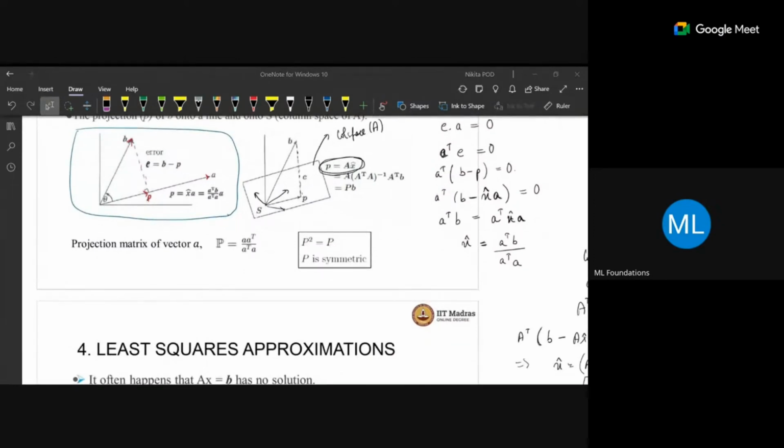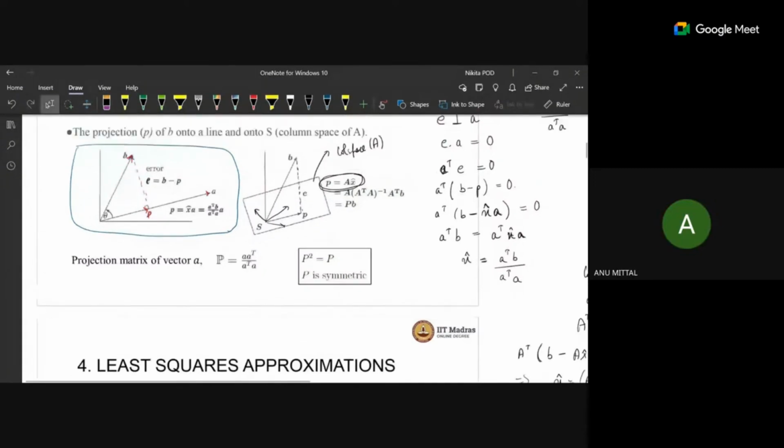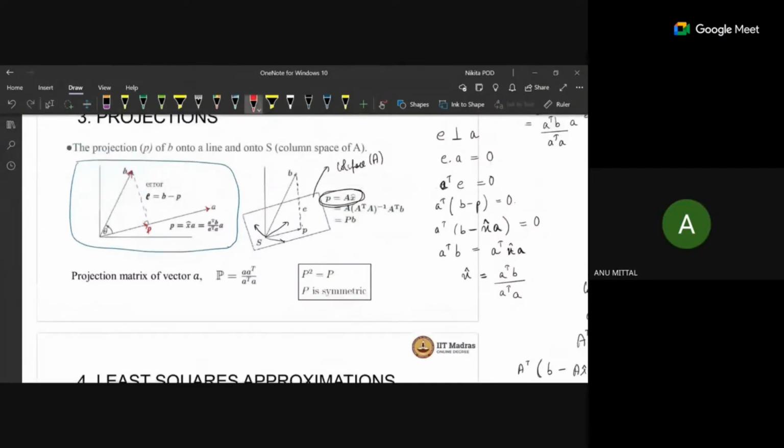Ma'am, I want to know the length of E and the length of P. They are different or same? They are different, no? I mean, how can they be the same? Can you show on the picture what is the length of P and what is the length of E? This is E, the error vector. And this is my P.